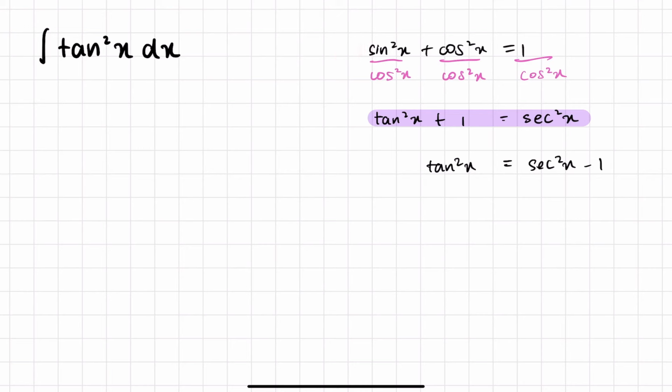If we come back to the question, we can say this is the integral of sec squared x minus 1 dx. And sec squared x, if you look at the formula sheet, integrates to tan x. Then minus x plus c. And that is the solution for those ones.